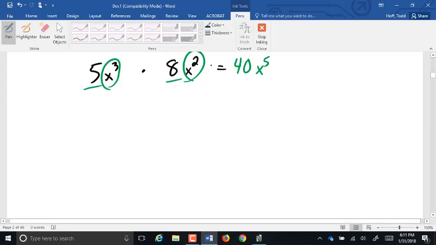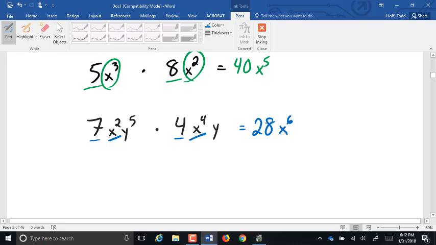If we have more than one name, we can do the same thing. We might have 7x squared y to the 5th times 4x to the 4th y. We multiply the count. 7 times 4, 28. And then we can do each name separately. X squared times x to the 4th, x to the 6th. 2 plus 4 is 6.